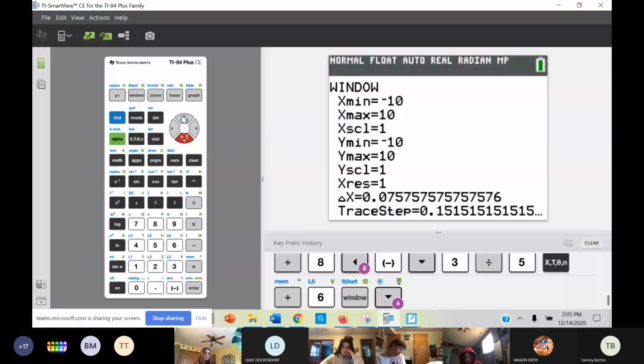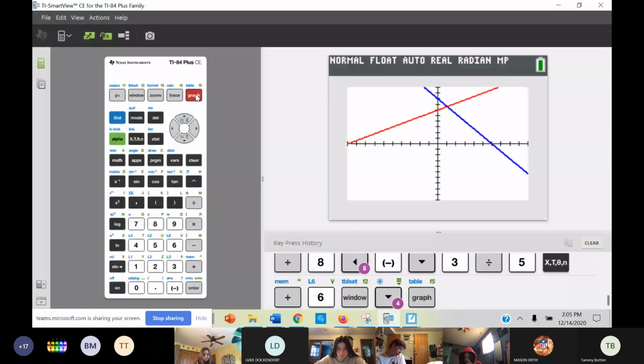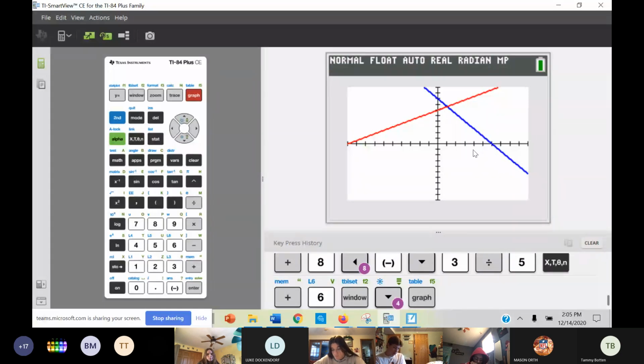Now what we're going to do is hit graph. And you should get 2 lines that graph. If you have the CE edition of the calculator, your lines are going to be colored. If you don't, you're just going to have black lines, which is fine. Now you can see where these 2 lines intersect, but we can't tell exactly what points those are or if it's an exact point. So what I'm going to do is show you a really quick and easy way to see where they intersect using the calculator.